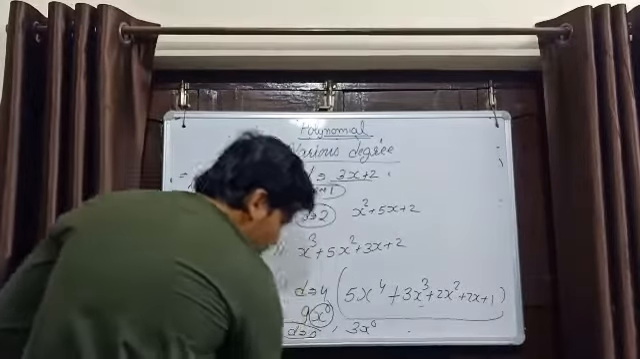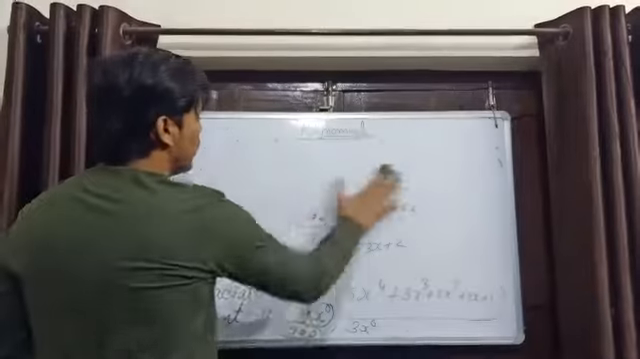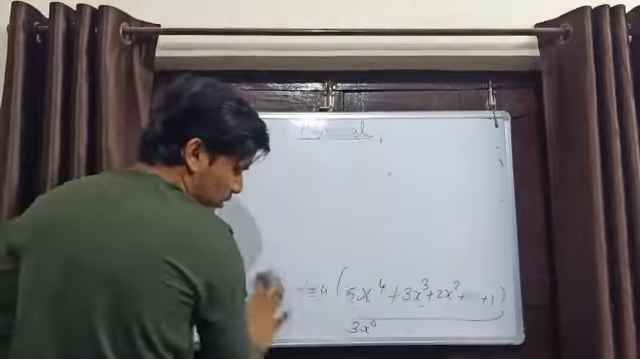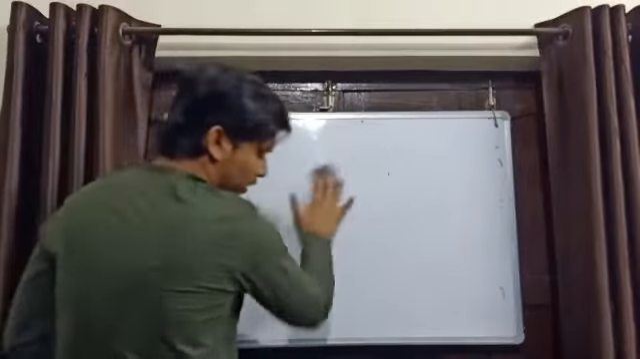0 alone is called the zero polynomial. And the degree of the zero polynomial is not defined.